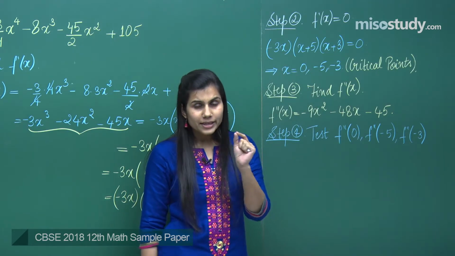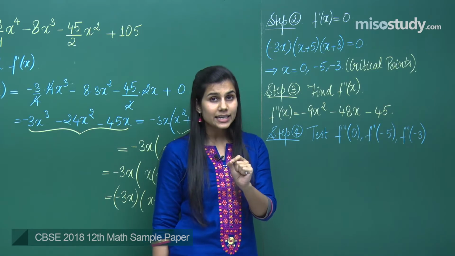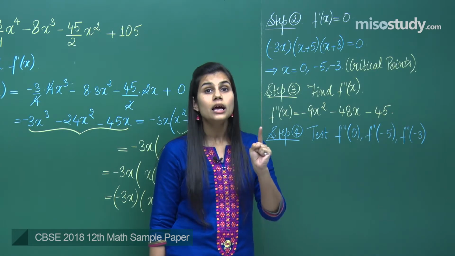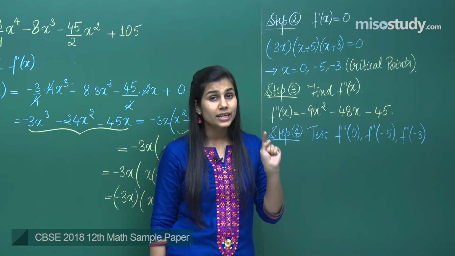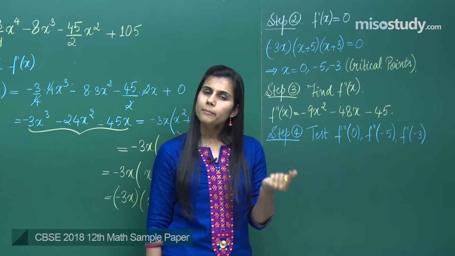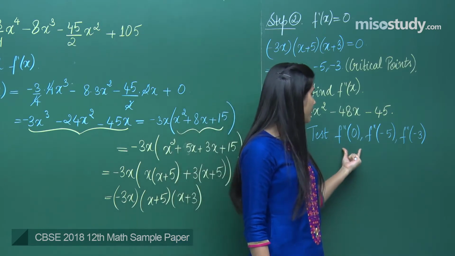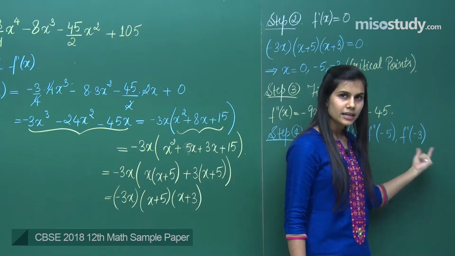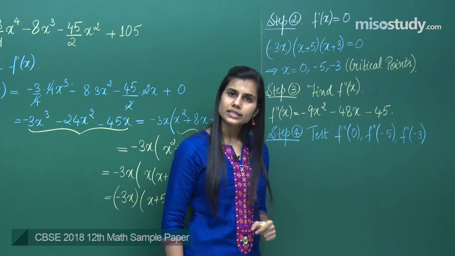Because if f double dash of a certain x naught is strictly greater than 0, that means that x naught is a point of local minima. And if f double dash of x naught is strictly less than 0, that means that x naught is the point of local maxima. That means over here we have to check whether this and this, they are strictly greater than 0 or strictly less than 0. So let's start checking them.